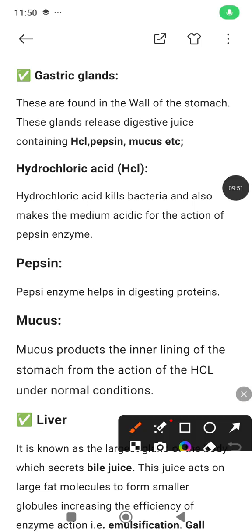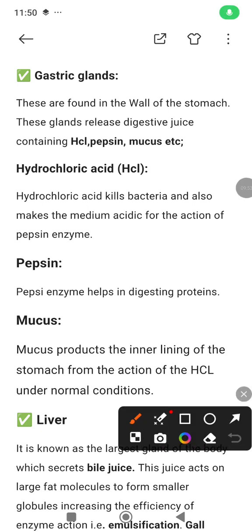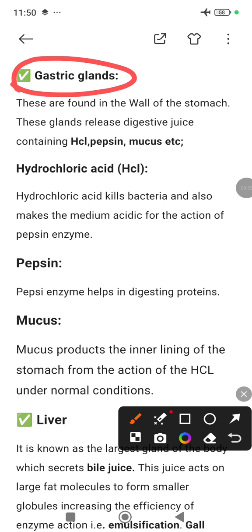Now the second type of digestive glands is the gastric glands, and we know that these gastric glands are present in the wall of our stomach. These glands release HCl, hydrochloric acid, pepsin, and mucus.